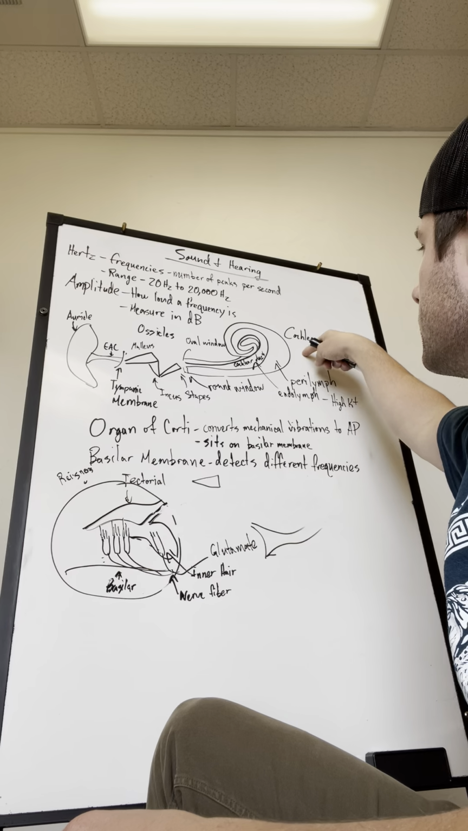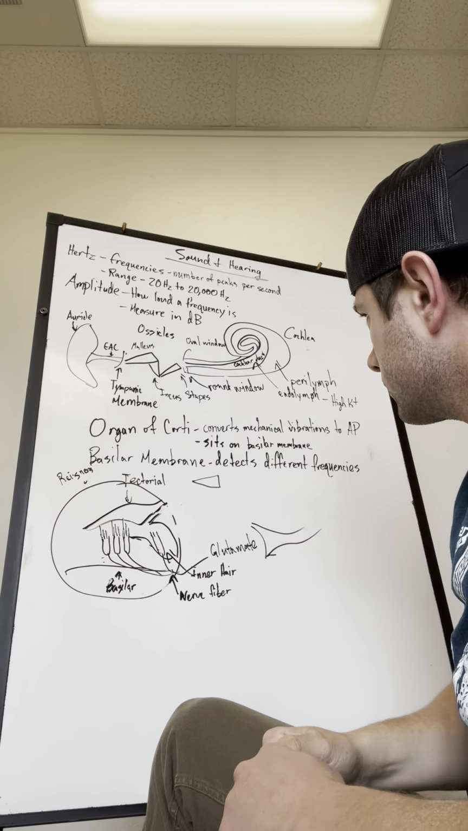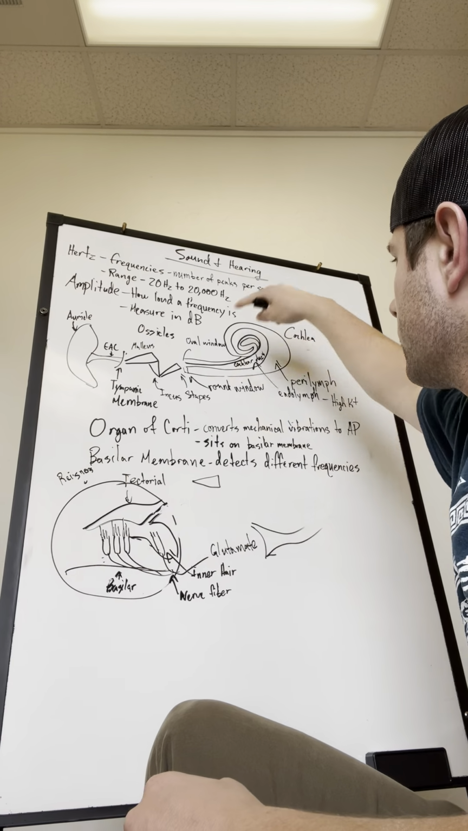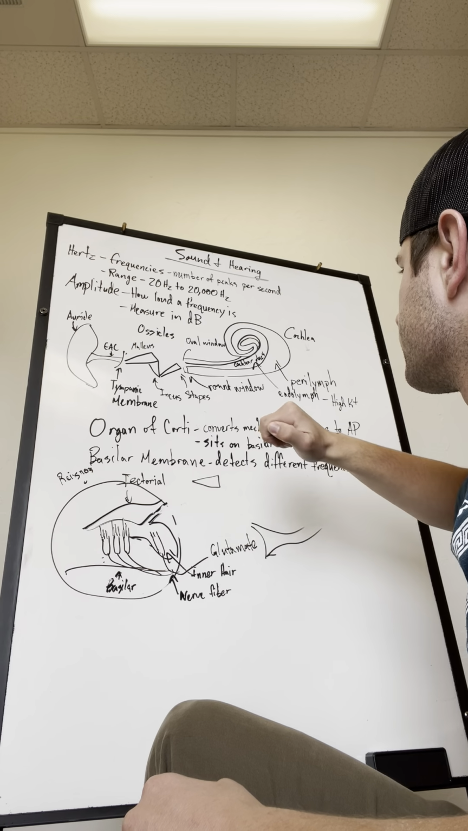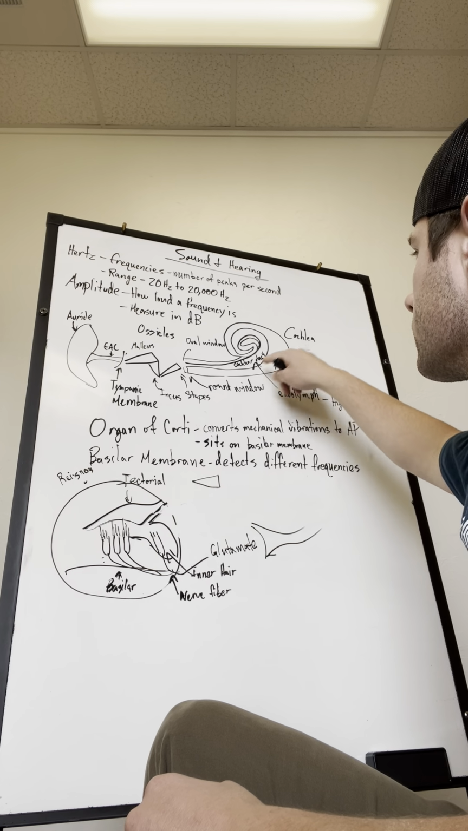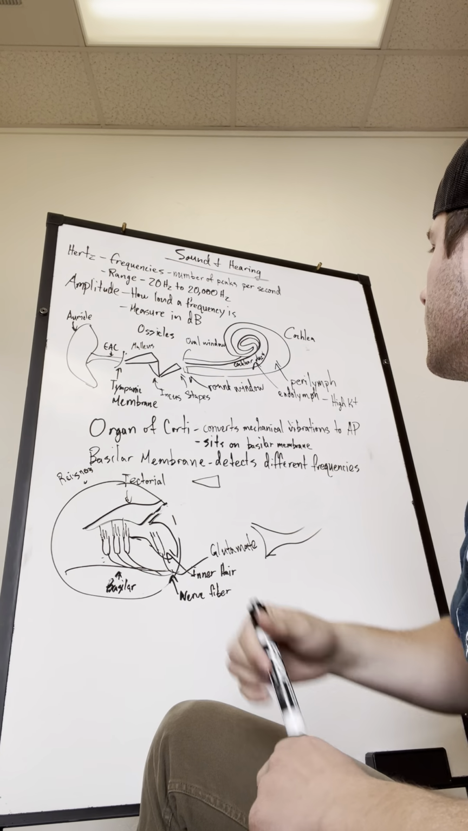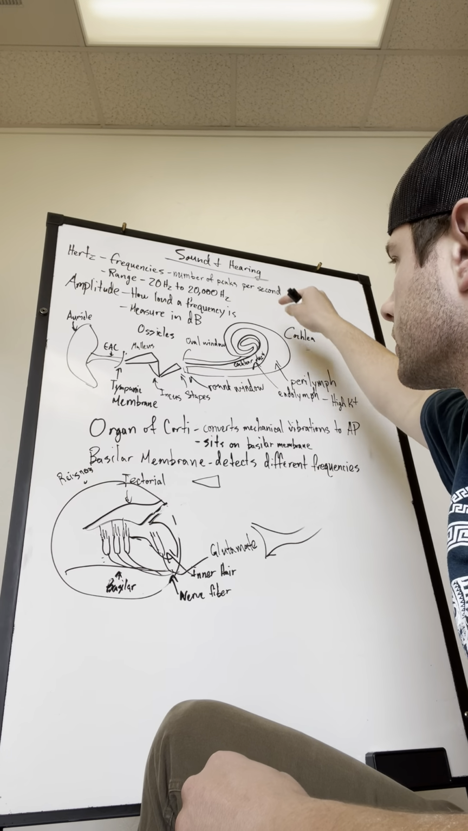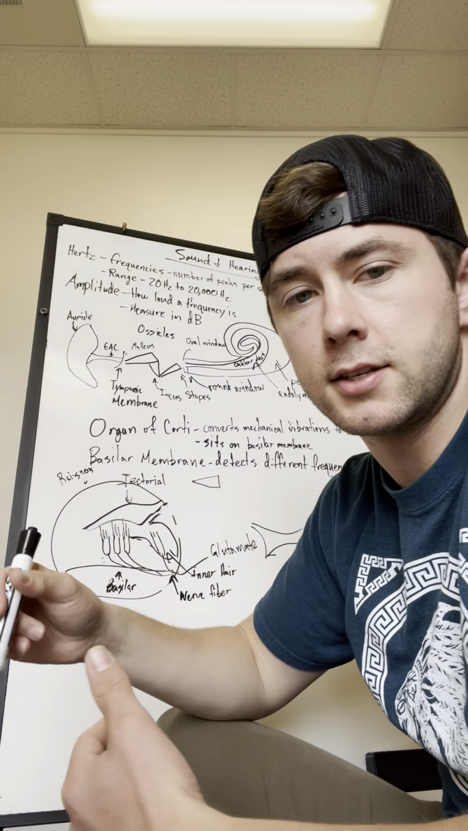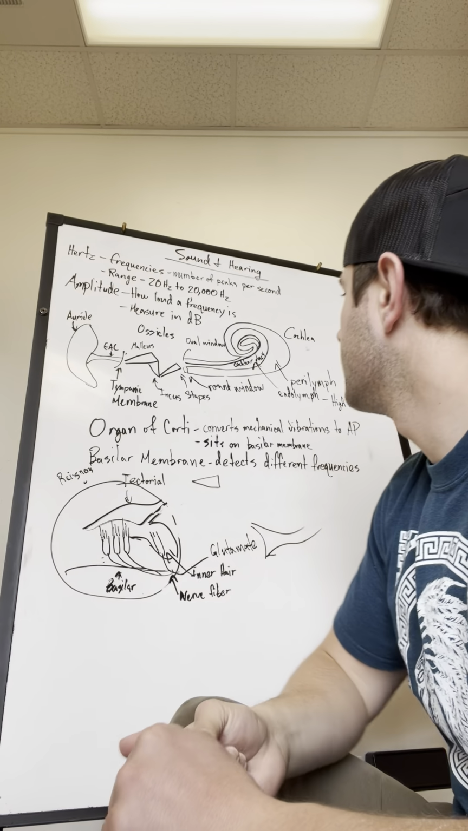So let's look at the anatomy of the cochlea. It's kind of a spiral figure. You'll have the cochlear duct, which will house your organ of Corti. Then you have a basilar membrane, which is responsible for detecting different frequencies.